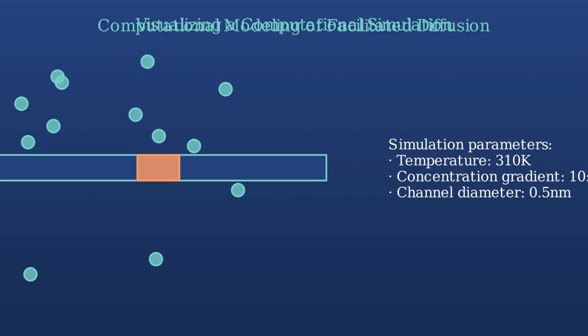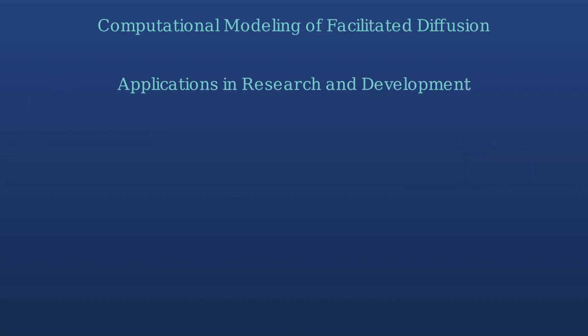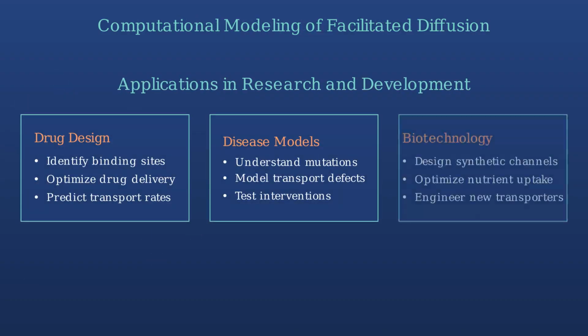The model tracks molecules moving from an area of high concentration to low concentration through a specific channel protein. The simulation calculates how molecules interact with the channel protein based on physical properties like molecular size, charge, and the specific shape of the channel. These computational models have wide-ranging applications in research and development, from drug design to disease modeling and biotechnology.